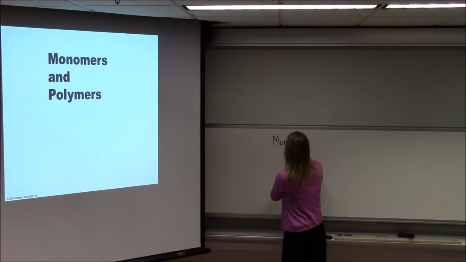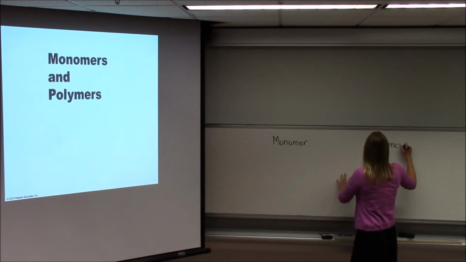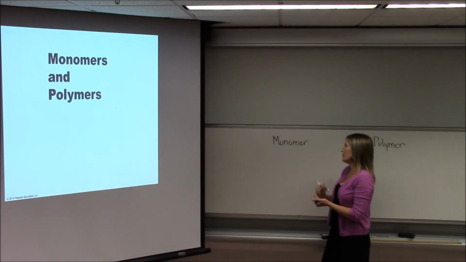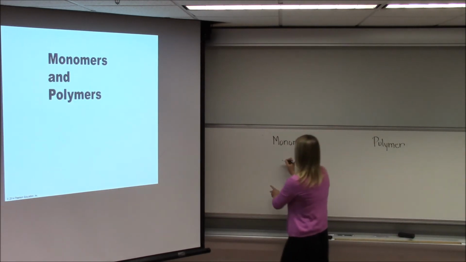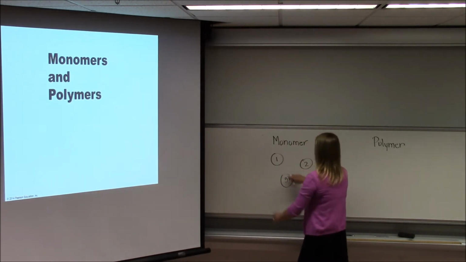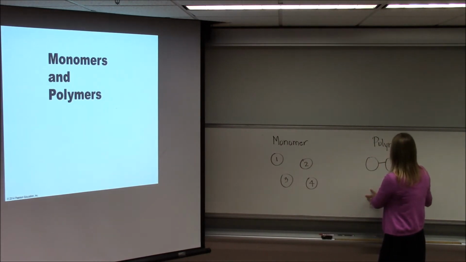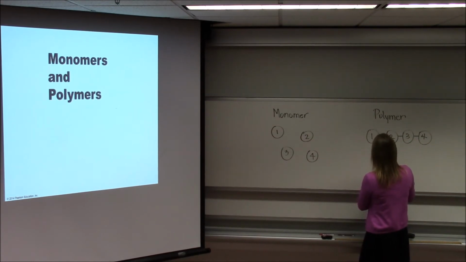Monomer and polymer. You can think of a monomer as really just being a unit, an individual unit, and then the polymer is going to be a chain of those units. You can almost picture them being beads. So if these were individual beads, these would be monomers, those separate individual units. And then if we link them together to form a chain of monomers, that would be a polymer. So polymer is really a chain of monomers.